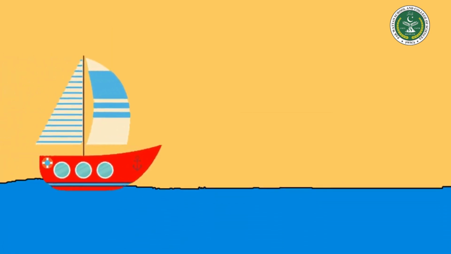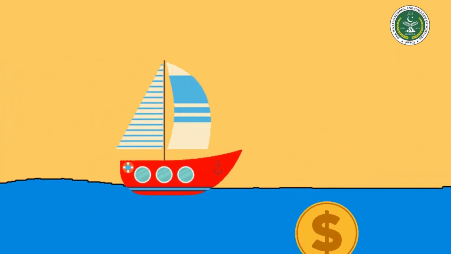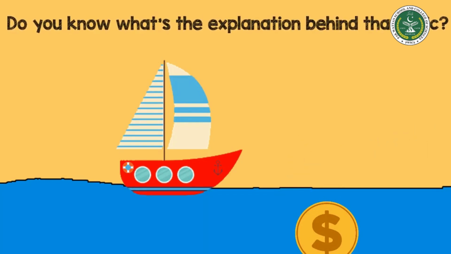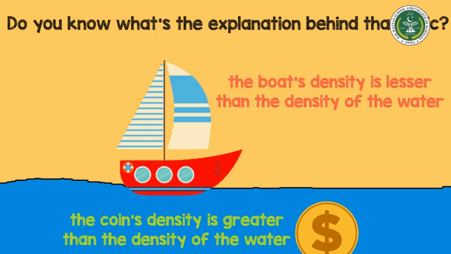Now we all know that the boat will float in the sea and the coin will sink. But do you know what's the explanation behind that logic? The boat floats in the water because the boat's density is lesser than the density of the water. And the coin sinks because the density of the coin is greater than the density of the water. Though the coin looks tiny, coin has more density compared to water.